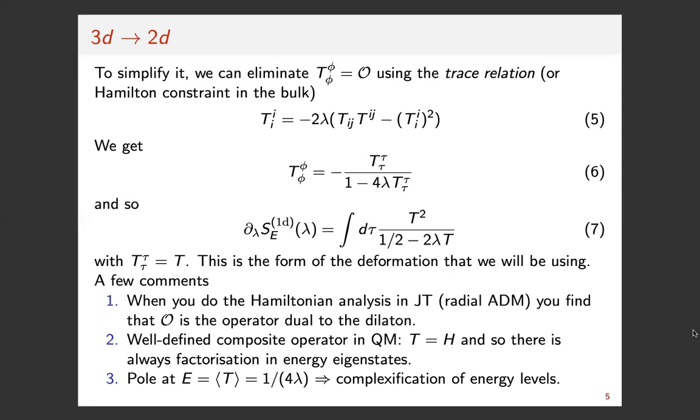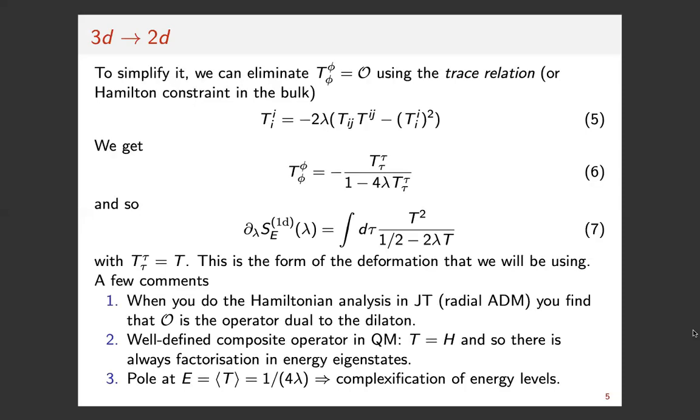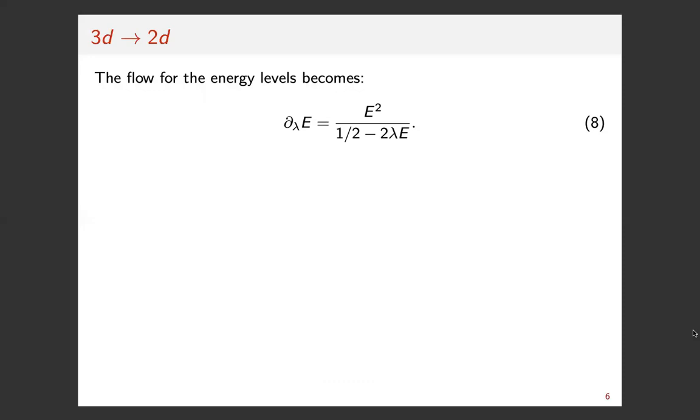The other thing is that there seems to be a pole when the expectation value of T is 1 over 4 lambda. And we'll see that this corresponds to a common feature in all these TTbar deformed theories, that at some point the energies will complexify. From the bulk point of view, that has a totally natural interpretation, which I will get to shortly. Let's first consider what the energy levels in the deformed theory will look like. I had this equation 7, and this is easily translated into a flow equation for the energy. You have to do a little bit of work to show that equation 7 gives equation 8.